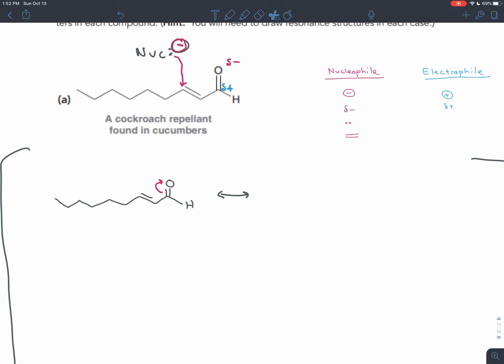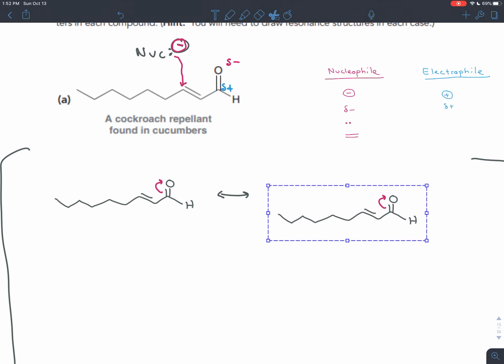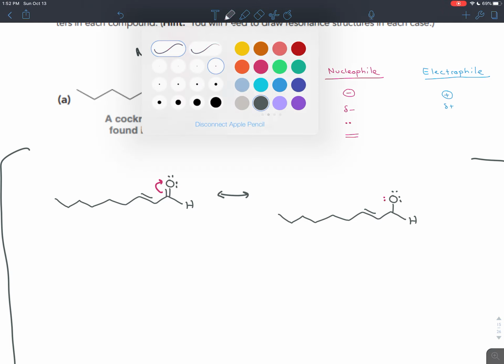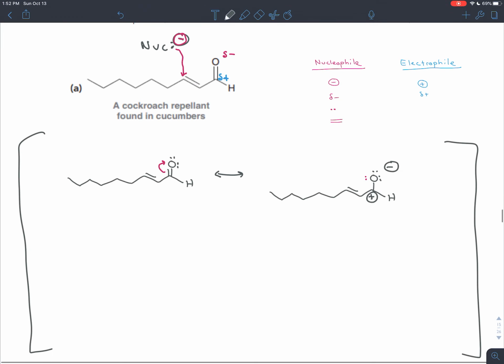So in this other resonance structure, we'll take that molecule, and we would have those electrons becoming a lone pair. So if in the first molecule there were 2 lone pairs, well now there will be 3. 2 of them are the electrons that were in the pi bond. That produces a negative charge on that oxygen, and it produces a positive charge on the carbon.